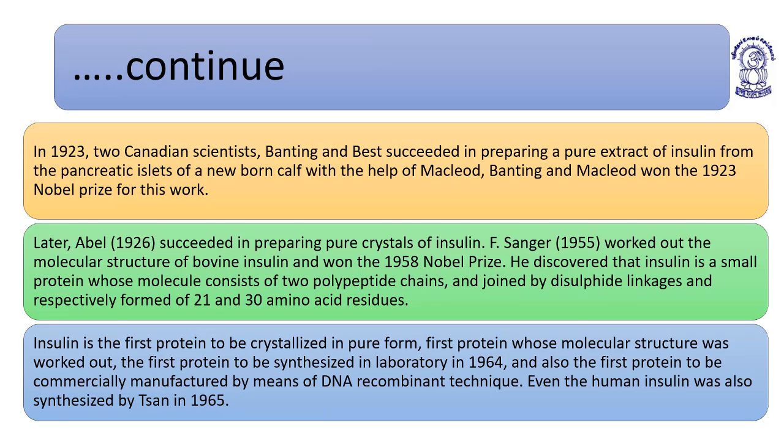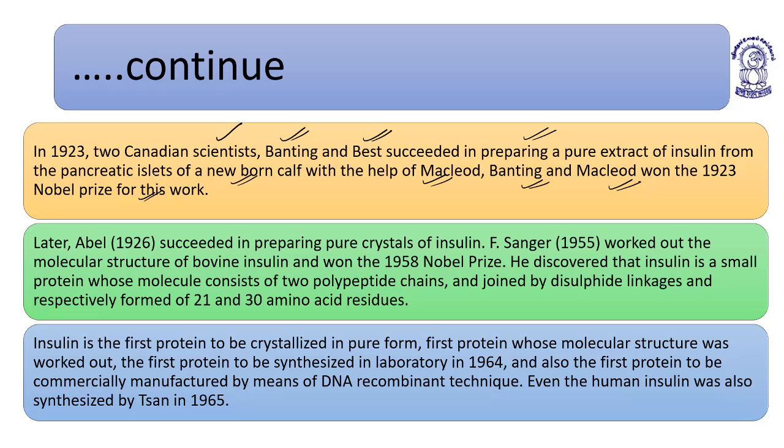In 1923, two Canadian scientists, Banting and Best, succeeded in preparing a pure extract of insulin from the pancreatic islets of a newborn calf with the help of Macleod. Banting and Macleod won the Nobel Prize in 1923 for this work.